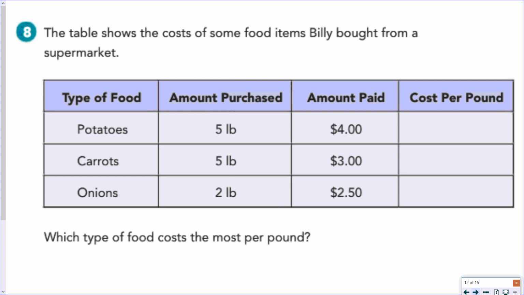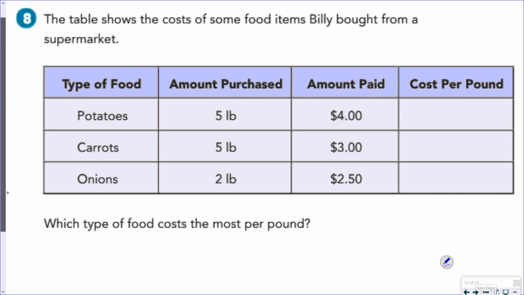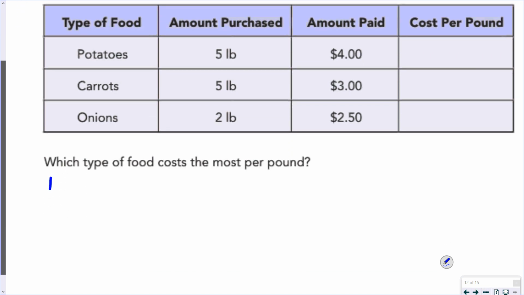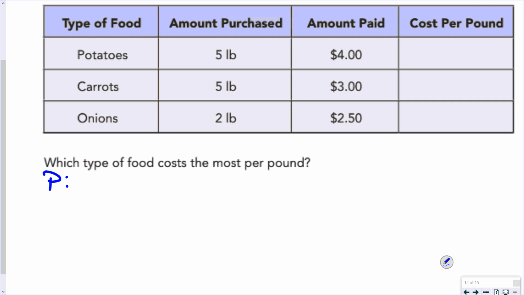Here we have some other food items. We have potatoes, carrots, and onions. And we're trying to figure out which type of food costs the most per pound. So we're going to do work very similar to what we did earlier. I'm going to scroll this up a little bit. So we have potatoes, $4. We bought 5 pounds. So that gives a cost of 80 cents.